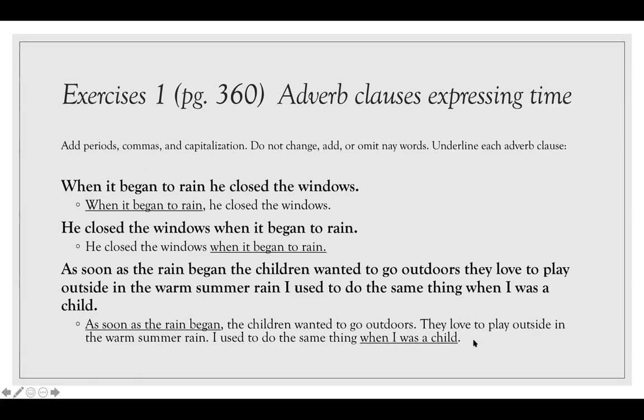I used to do the same thing when I was a child. Here we have another adverb clause, but it occurs at the end of the sentence. So that means that there's no comma, and it starts with the word when. So, when I was a child. And that's how you would do an exercise like exercise 1.